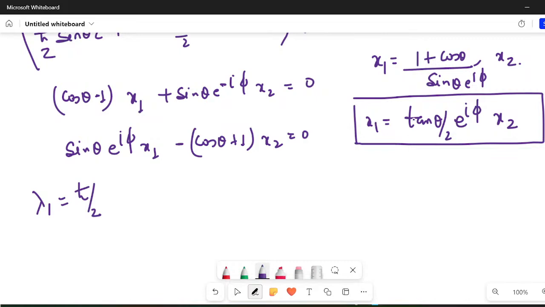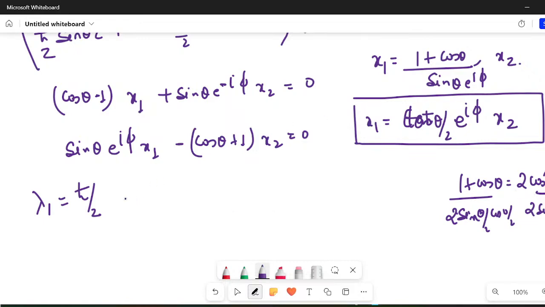Okay, there is a mistake. I think this should be cot theta by 2, right? Sorry, because you see, 1 plus cos theta is 2 cos square theta by 2, and if I write my sin theta, I can write it as 2 sin theta by 2 cos theta by 2. So clearly it is cot theta by 2, right? It is cot theta by 2.